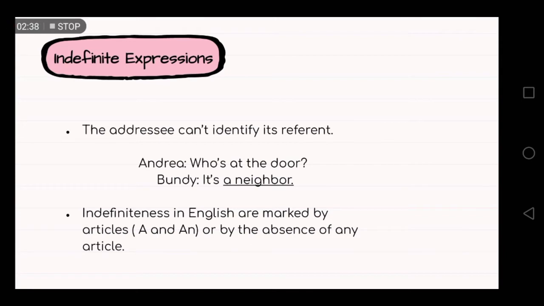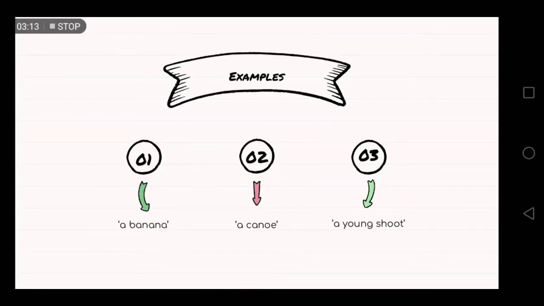Again, as an example, we will be using Andrea and Bundy, but this time, Bundy's answer will be indefinite. This will happen if they have several neighbors and Bundy cannot assume that Andrea, the addressee, will be able to identify which neighbor is at the door. Again, note that indefiniteness in English is marked by the articles a and an, or by the absence of any article. Examples: a banana, a canoe, a young shoot. It is evident again that it uses the article a.